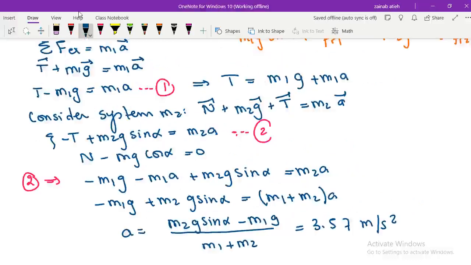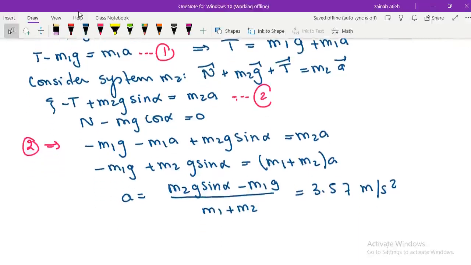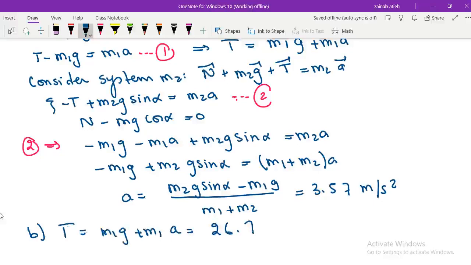This is the acceleration. هلا بمجرد ما الاقي انا الاكسلريشن I can find the tension. In part B بيقول لي the tension in the string we have to find T, so I can substitute يا بالequation 1 يا بالequation 2. I will choose to substitute in equation 1. So in part B, tension is equal to M1G plus M1A. I have everything. You calculate it on your own. It will give me 26.7 Newton.